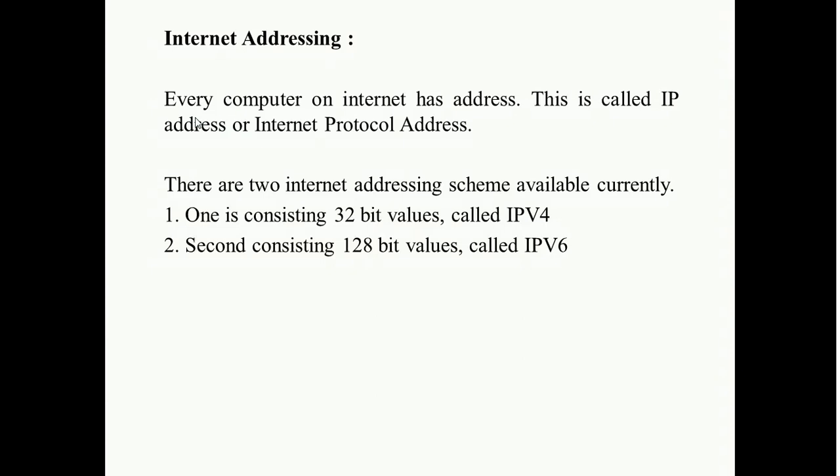See, the next point is internet addressing. Every computer on the internet has an address, means every computer has one address, and this is called the IP address or internet protocol address. There are two internet addressing schemes available currently. The first one consists of a 32-bit value, that is IPv4, and the second consists of 128-bit values, called IPv6. These two are the internet addressing schemes.